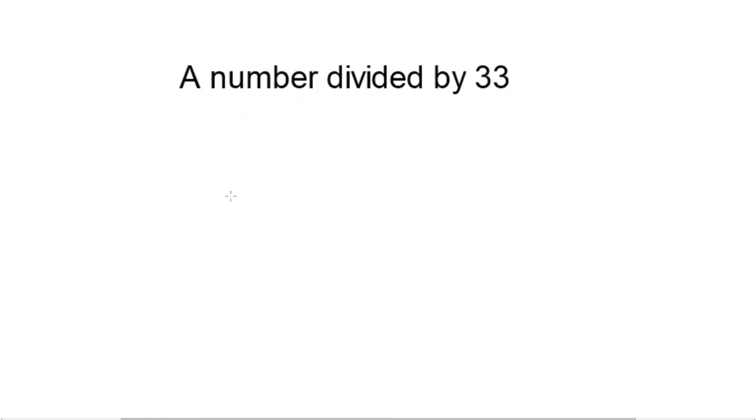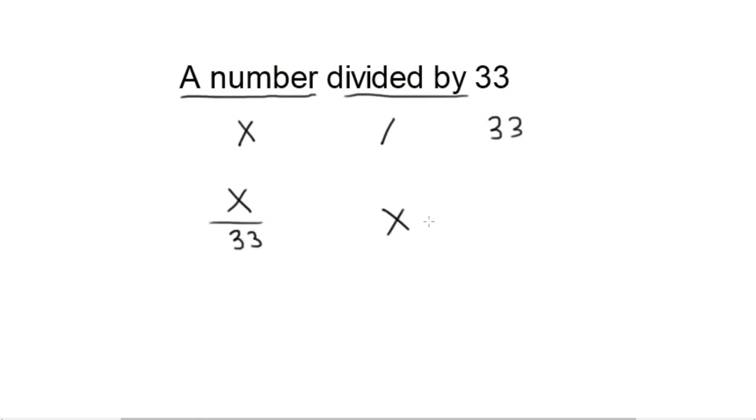So let's look at one more. Feel free to pause the video and try to solve this one. We're looking at a number. So once again, a number. I'm just going to make that x divided by, we know what that is, that's division, and 33. So that's a number divided by 33. I can write this as x over 33, or I could write it as x divided by 33.